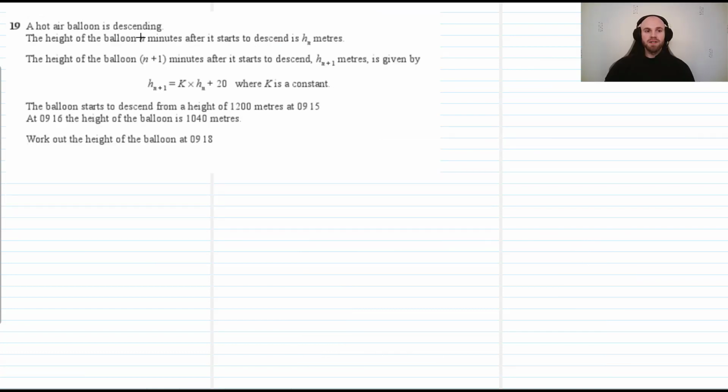Question 19. A hot air balloon is descending. The height of the balloon n minutes after it starts to descend is h n meters. The height of the balloon n plus 1 minutes after it starts to descend, h n plus 1 meters, is given by h n plus 1 equals k multiplied by h n plus 20, where k is a constant. The balloon starts to descend from a height of 1,200 meters at 9:15. At 9:16, the height of the balloon is 1,040 meters. Work out the height of the balloon at 9:18.